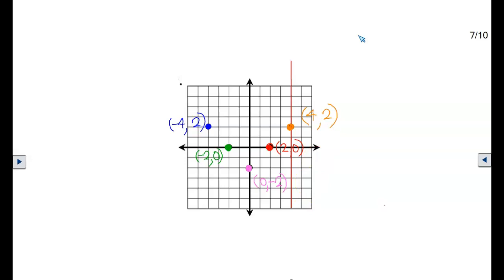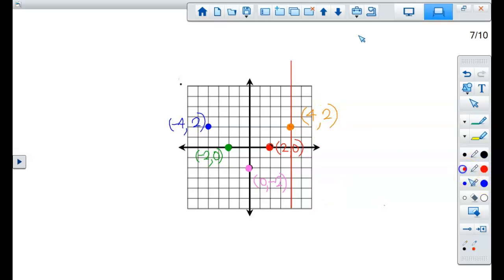So look at your ordered pairs here. Do you have any one-to-many connections being made? Your x value of -4 only connects with 2 as a y, so that's good. Your -2 as an x only made one connection, and that was with 0 as a y. Your 0 as x made one connection, and that was with -2 as a y. Your 2 as x only made one connection, and that was 0 as a y. And your 4 as an x made one connection, and that was with 2 as a y.